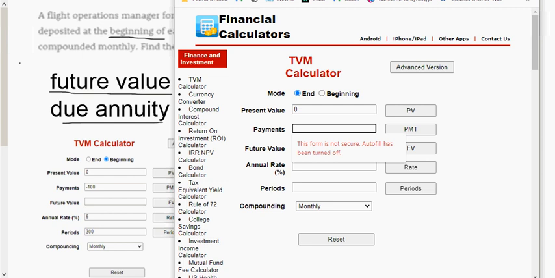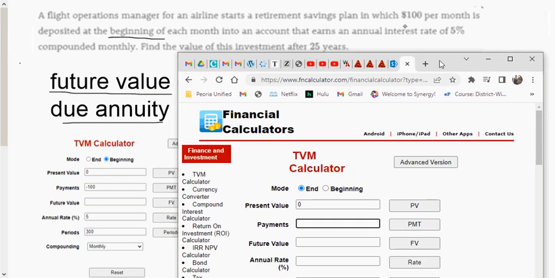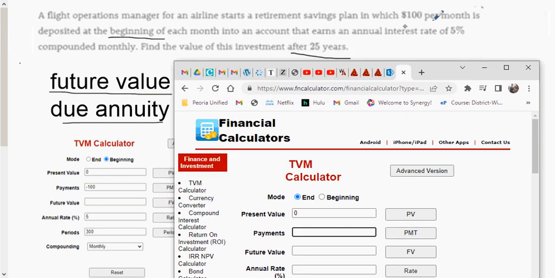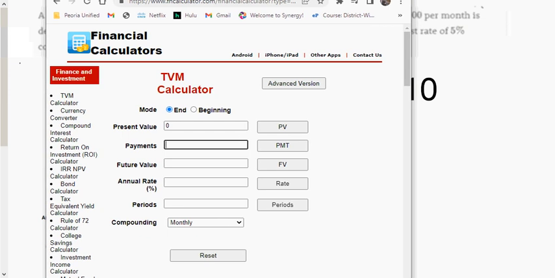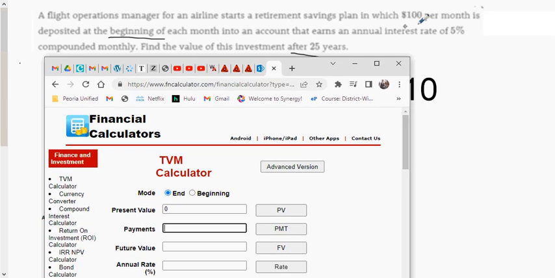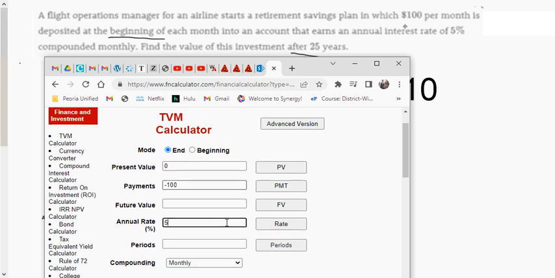We're doing this for $100 per month for 25 years. Oh wait, sorry, payment. Payment is how much we're paying each month. So that's just 100. And I'm going to specifically put in negative 100 because that $100 is coming out of my pocket and going into this retirement fund. So I'm paying 100. We don't know the future value. The annual interest rate is just 5.